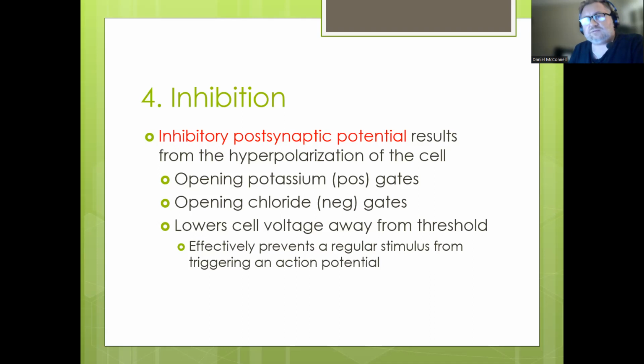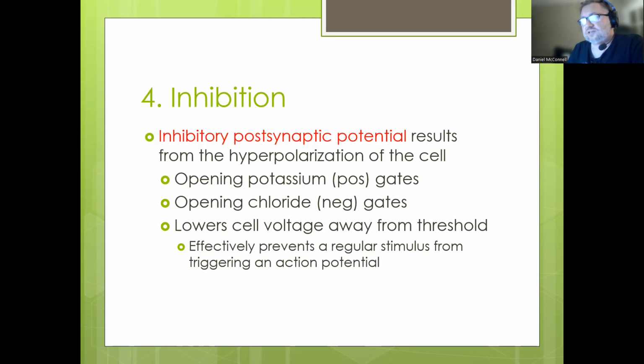Chloride primarily is sitting in the extracellular fluid. It is outside of the neuron. Chloride has a negative charge here. It's a negatively charged ion. And what's happening is that there is now a concentration gradient with more chloride outside compared to inside.